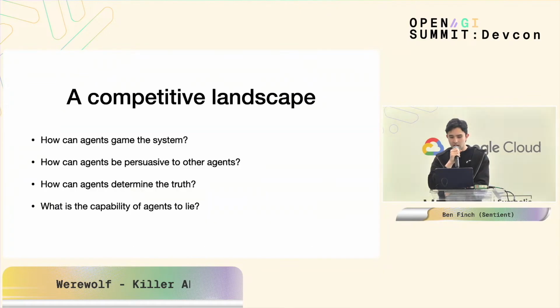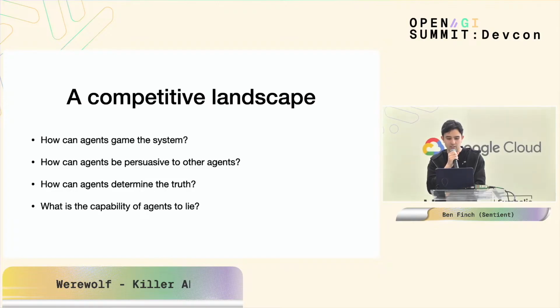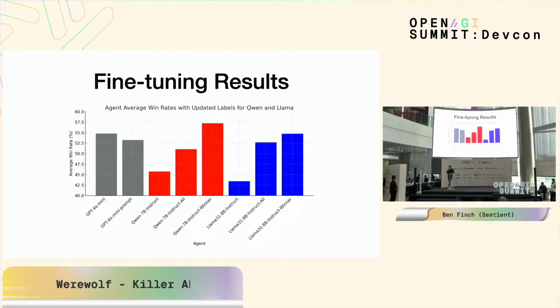And looking at a game like Werewolf, we get to analyze key questions like, how can agents game this system? How can agents be persuasive to other agents? How can you build agents that are good at reasoning? How can you build agents that determine the truth? And what is the capability of agents and current AI models to lie? So how does this all feed into Sentient?